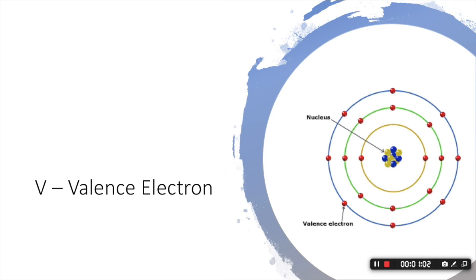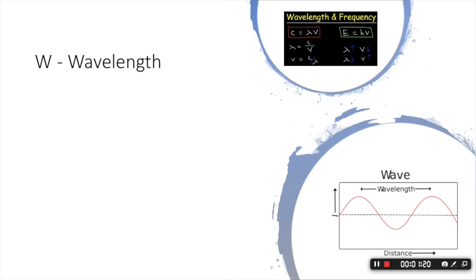V is for valence electrons. A valence electron is an electron that is found in the outermost shell of an atom. The valence electron can participate in the formation of a chemical bond if the outermost shell has fewer than 8 electrons. Valence electrons can help to create the properties that an element has, such as electronegativity.